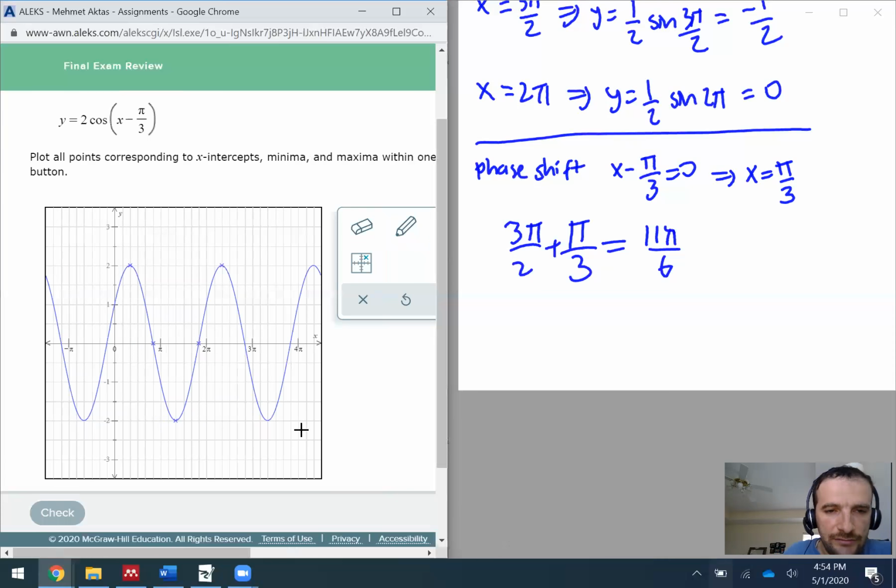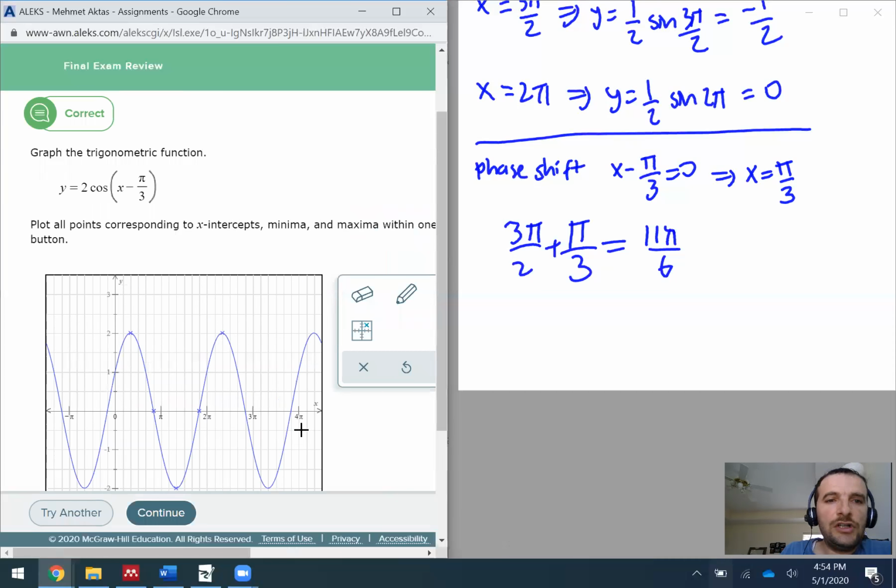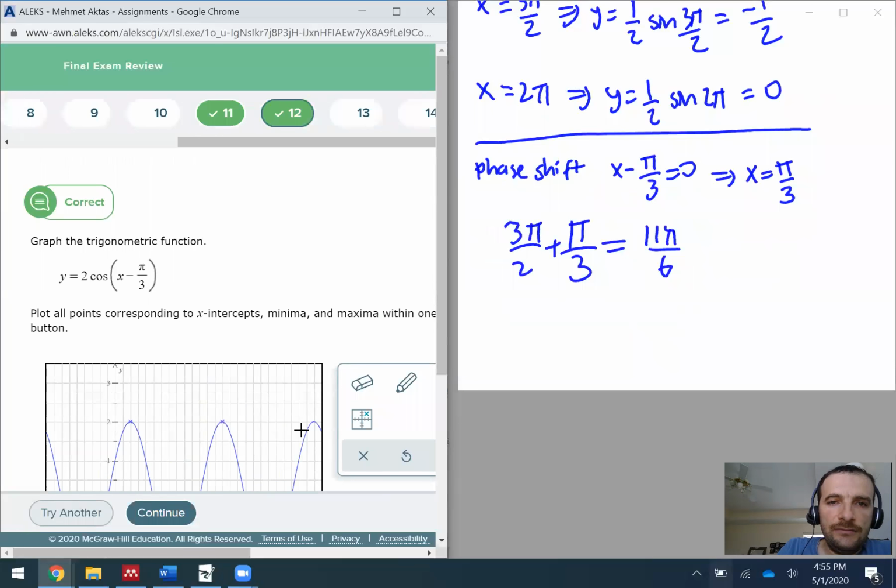This is our function. Correct. Yes. We just applied the transformations we have here, right? The first one is shifting pi over 3 units to the right. The second one is stretching 2 units. Okay. Next one.